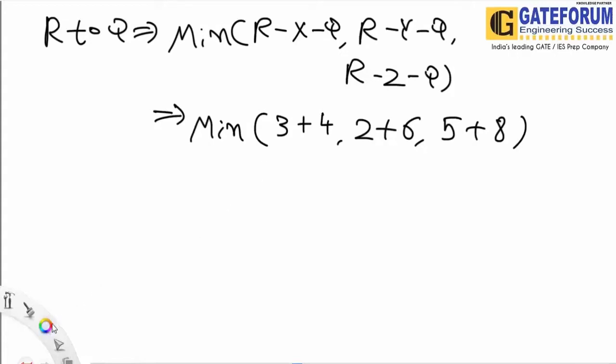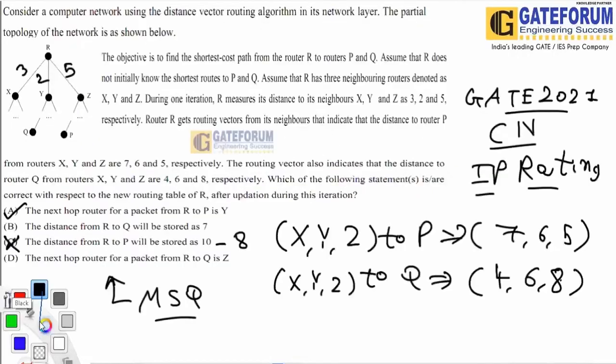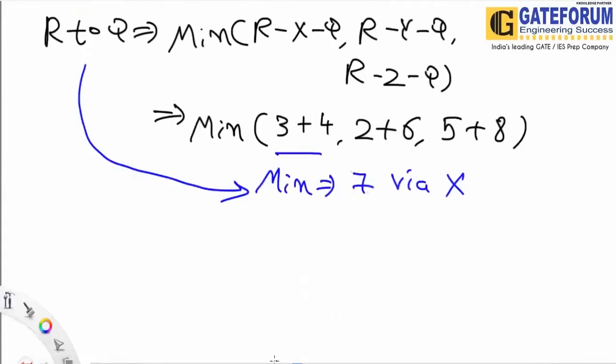Okay, so this one is minimum 7 which we get via X. So R to Q will be giving this as the minimum distance. So let's try to evaluate the other two options quickly, friends. So the distance from R to Q will be stored as 7. Yeah, we can look here. The distance is basically 7.